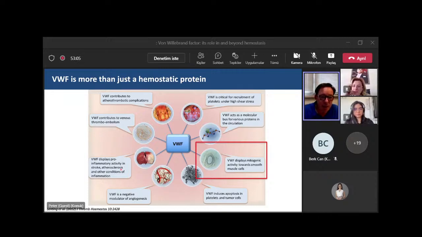But this is a figure that comes from a review that we wrote 10 years ago, so it's maybe already not very up to date anymore. But here you can already see that apart from its role in hemostasis, it can also function as a molecular bus for various proteins. We know it has some pro-inflammatory activity. It can interact directly with leukocytes. It can function as an intermediate between platelets and leukocytes to attract leukocytes to sites of inflammation. We know it can influence angiogenesis. We know it can induce some apoptosis in tumor cells. And one of the things that we have been interested in over the last several years is its interaction with smooth muscle cells, and that is what I will talk about in this presentation.